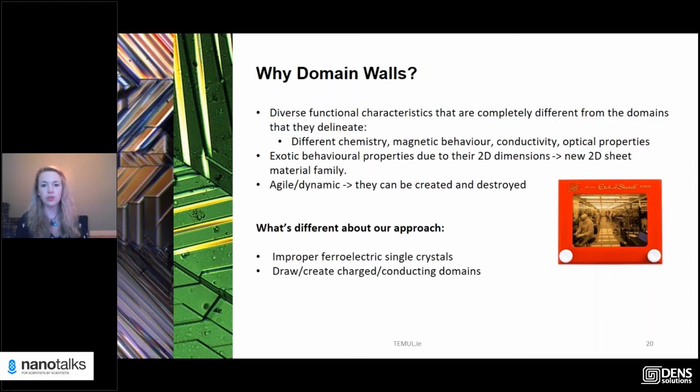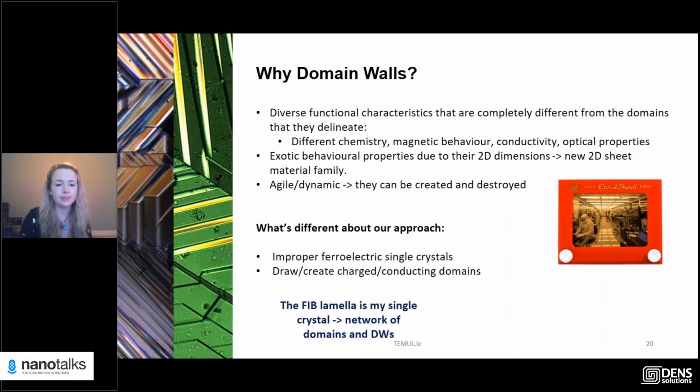So what's different about our approach, because there's a lot of people working great on ferroelectric domain walls, is that we really are focusing on proper ferroelectric single crystals rather than thin films at the moment. And then the other thing is that we're trying to draw and create them and then move them. So instead of trying to, let's say, form a thin film that already has a network of domain walls, actually being able to cycle that. So again, like the Etch-a-Sketch, you draw your circuitry and then you erase it, draw it again, and then on top of that, you're able to then move those domain walls.